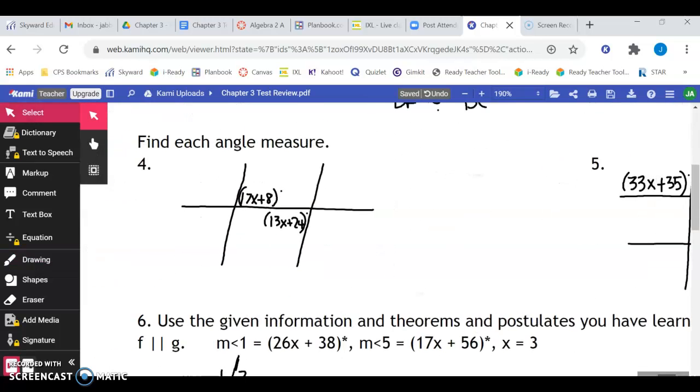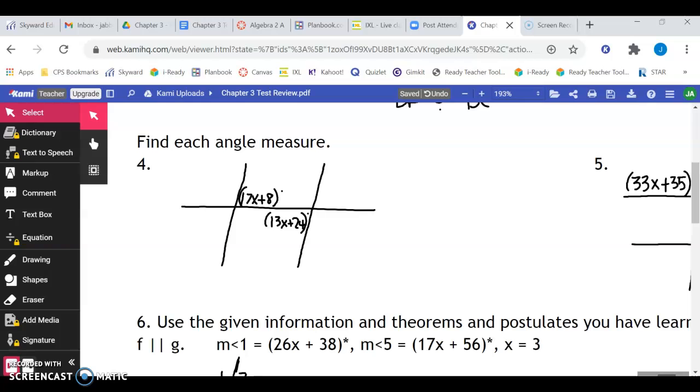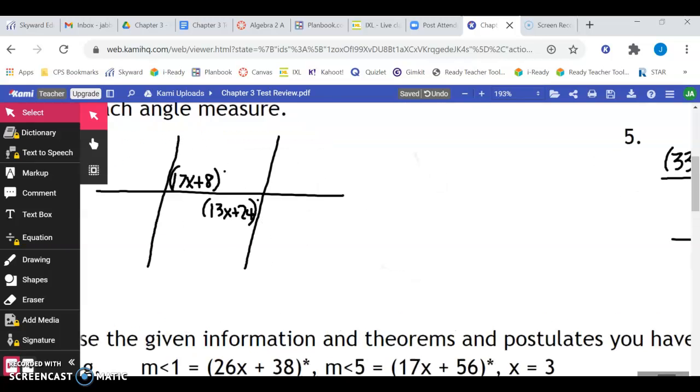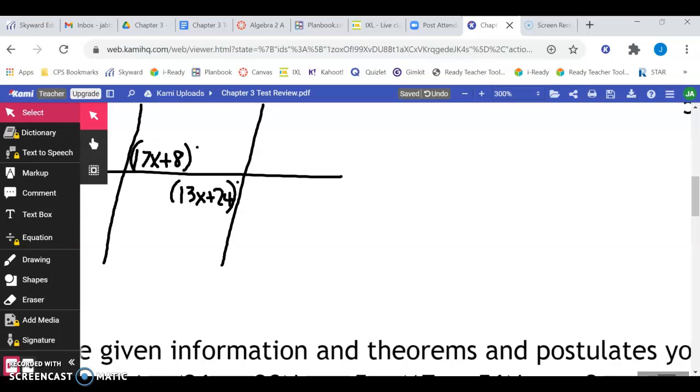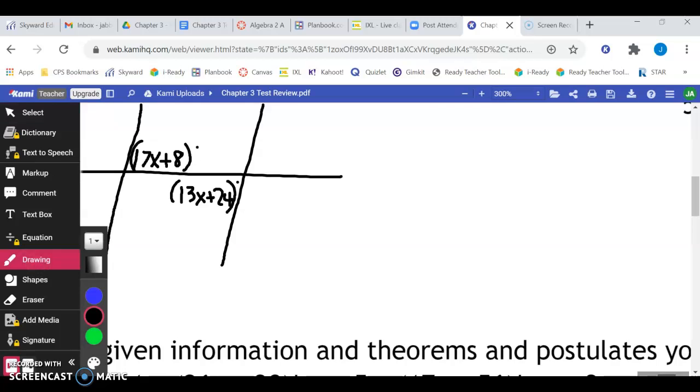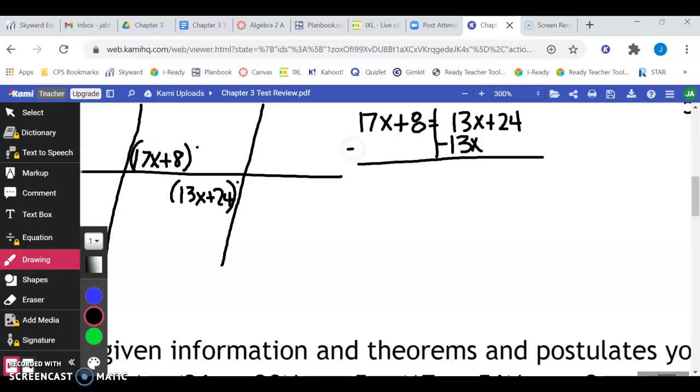All right, so for number 4 and 5, we need to find each angle measure. And looking at this picture here, we have alternate interior angles because they are on the inside of the parallel lines. And we know that alternate interior angles are equivalent. So we can say 17x plus 8 is equal to 13x plus 24. So the first thing I'm going to do is move the 13x so that we have the x's on the same side.